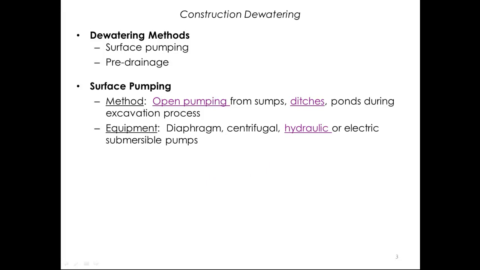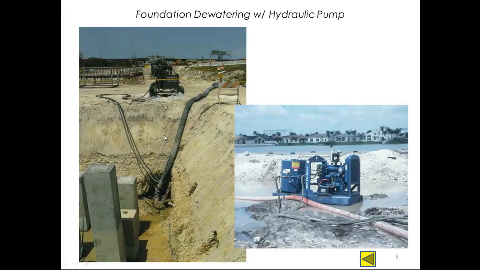In terms of equipment, there are a lot of different types of pumps available, but we just mentioned hydraulics, so let's take a look at that one specifically. Hydraulic pumps are very versatile and come in sizes from about 6-inch up to 30 inches in diameter, and the larger pumps can pump a tremendous amount of water. With a hydraulic pump, the pump head itself sits in a sump, as we see here. This was a foundation project in Florida.